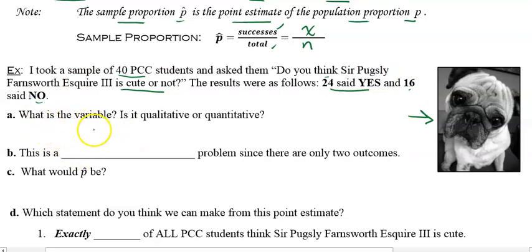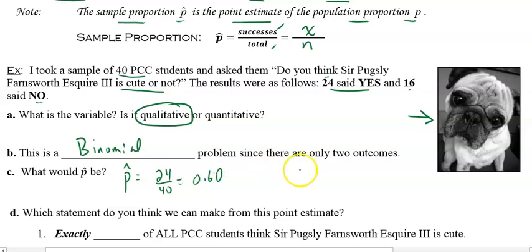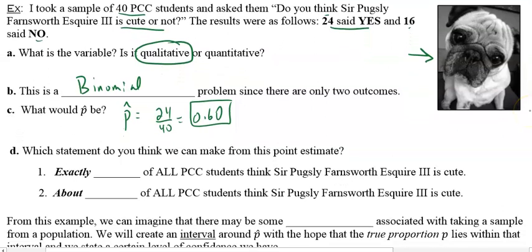What is the variable in this case? Well, cute will be quality. This is binomial. Why is that? Well, either you say yes or you say no. There are only two outcomes. And what would be p hat? The probability of success will be, well, isn't that 24 said yes out of 40? That is 0.60. So 60% say yes. That's the probability of success. Of course, q hat, which is the probability of failure, will be 40%.